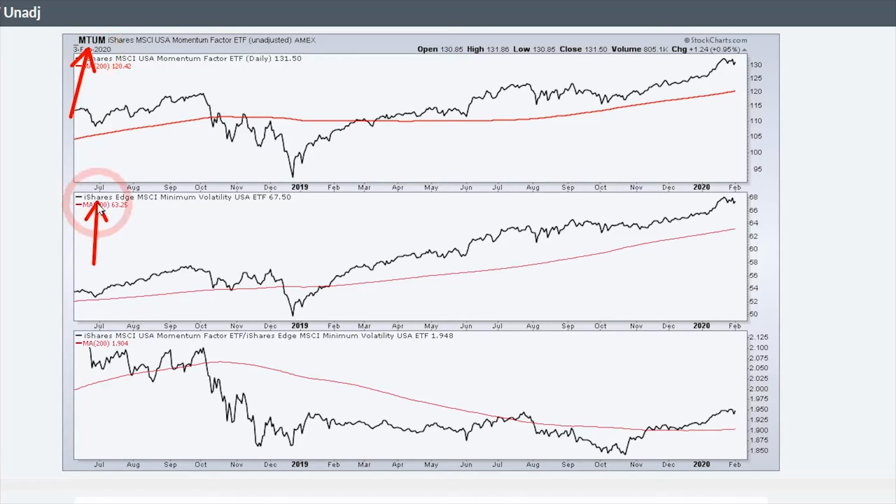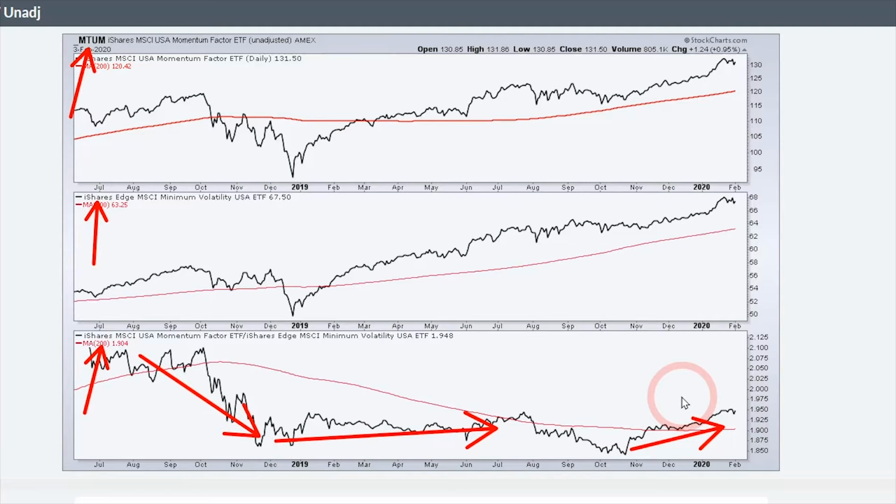So this first one is the first pair of ETFs I showed you, MTUM, momentum, and we've got minimum volatility, and then we've got the ratio of momentum to minimum volatility. And so when this ratio falls, you have relative weakness in momentum, and that means risk off. And when this ratio rises, you have relative strength in momentum, and that means risk on. And you can see since October, momentum has been outperforming minimum volatility based on this ratio.